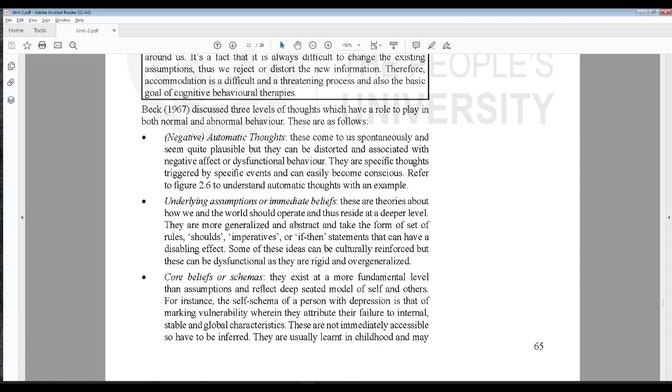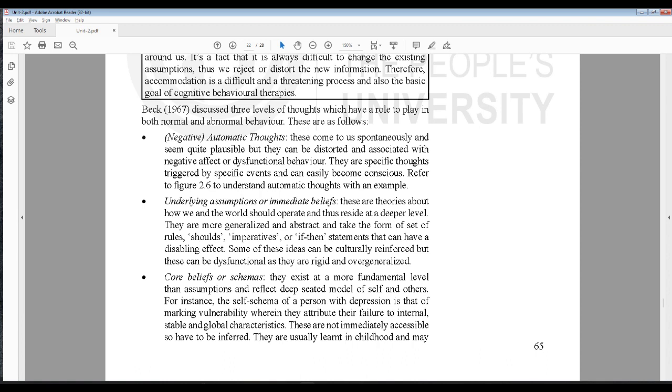These are theories about how we and the world should operate and thus reside at a deeper level. They are more generalized and abstract and take the form of a set of rules, shoulds, imperatives, or if-then statements that can have a disabling effect. Some of these ideas can be culturally reinforced, but these can be dysfunctional as they are rigid and overgeneralized.